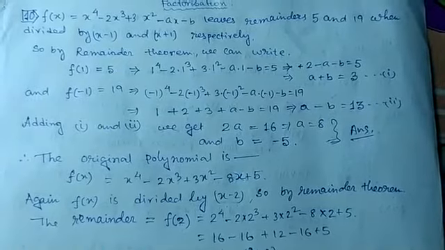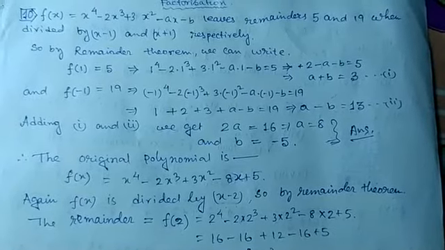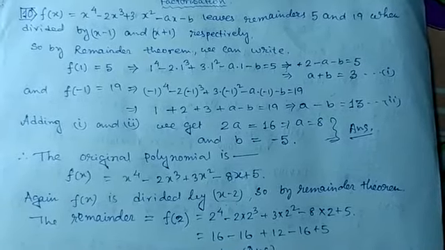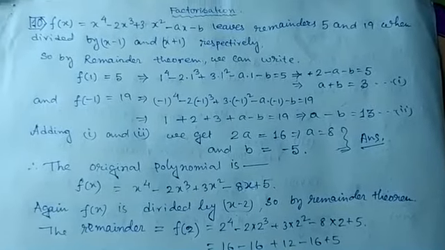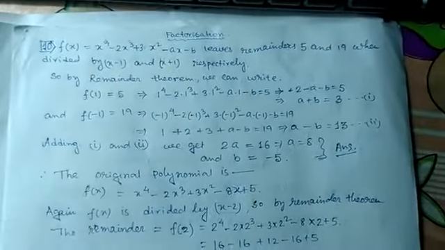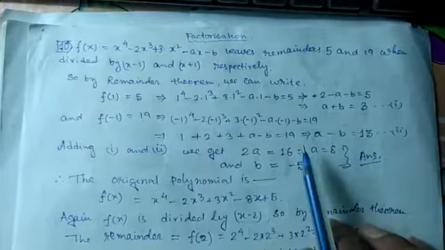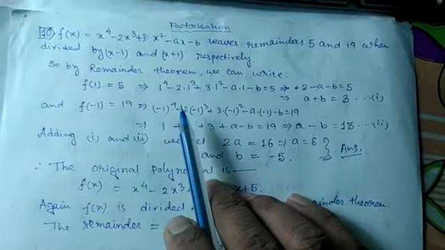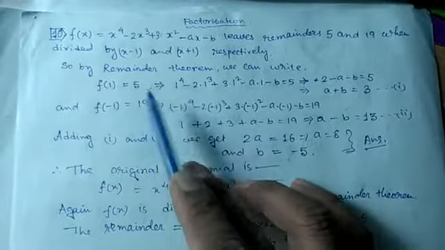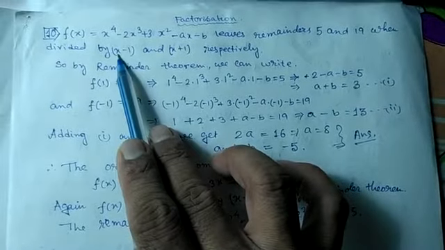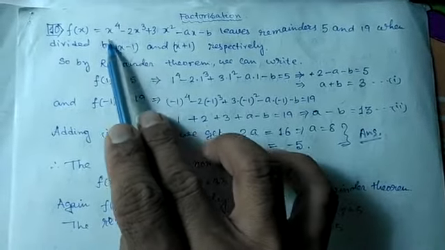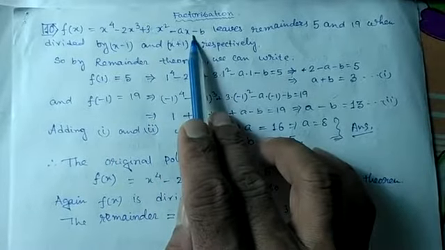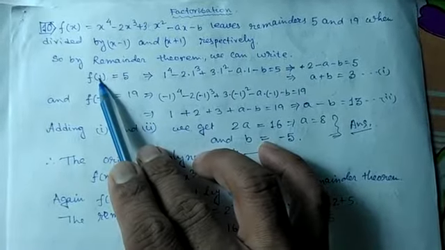So first we have to know what we mean by the remainder theorem. The remainder theorem states that if any polynomial f of x is divisible by x minus alpha, then f of alpha will be the remainder. So according to the remainder theorem, x minus 1 is dividing this polynomial, so f of 1 will be the remainder.